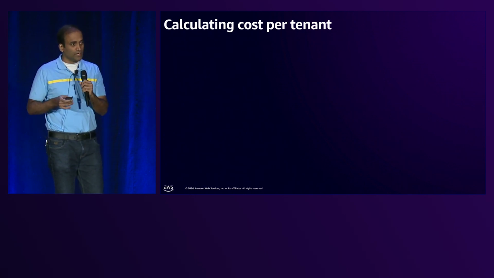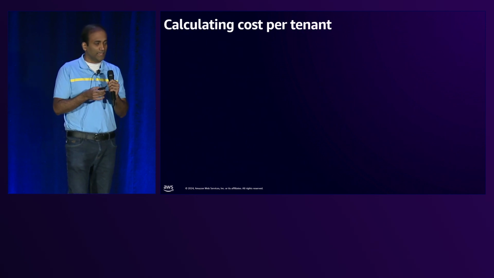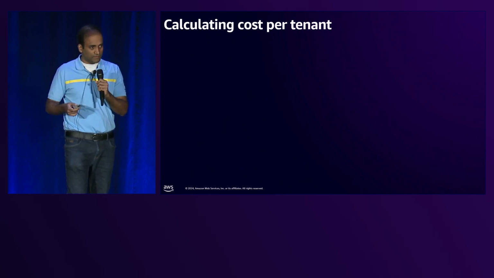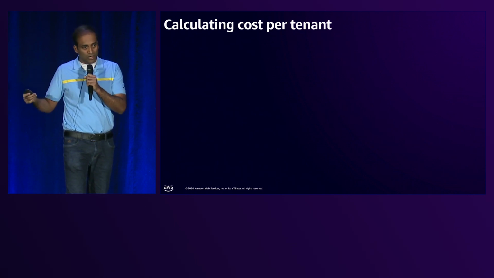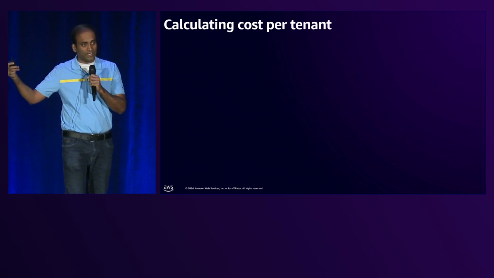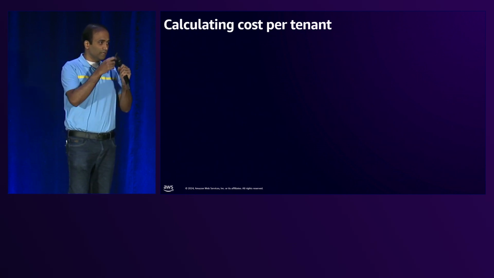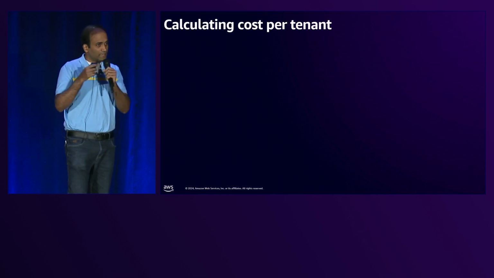When you're aggregating the metrics, you aggregate those metrics by tenant and get the percentage of consumption by each of your tenants. Once you get the percentage of consumption, you multiply that with the total cost of the service to get the cost per tenant. So basically, you need to capture the metrics with tenant context and aggregate the metrics.